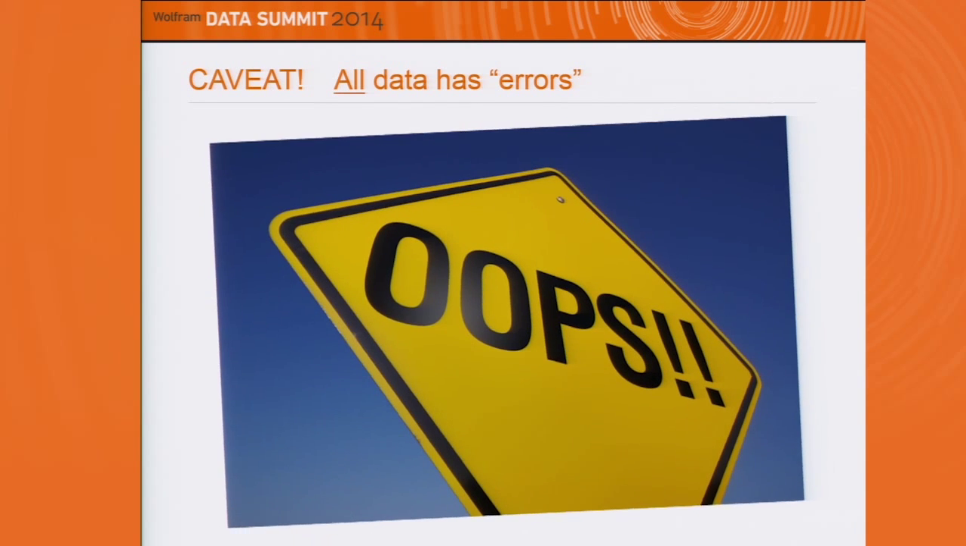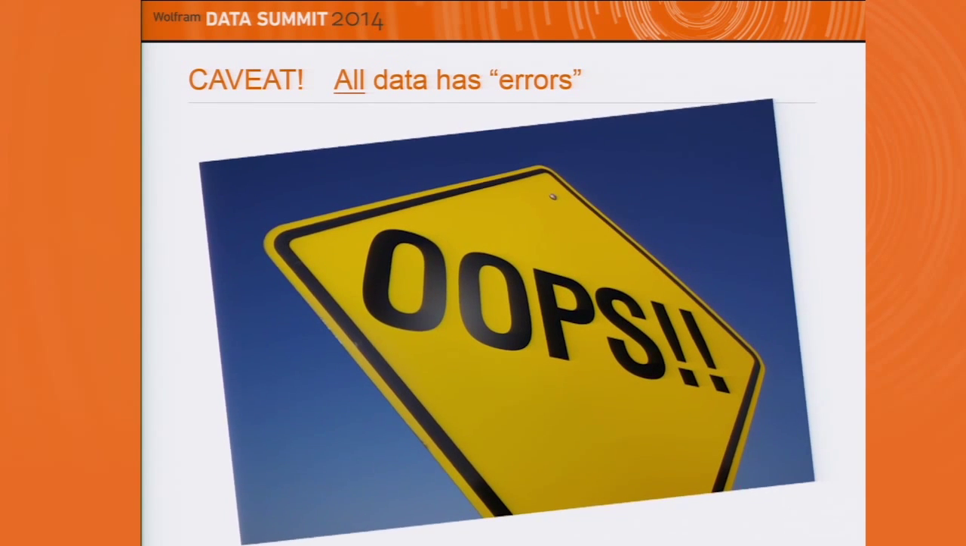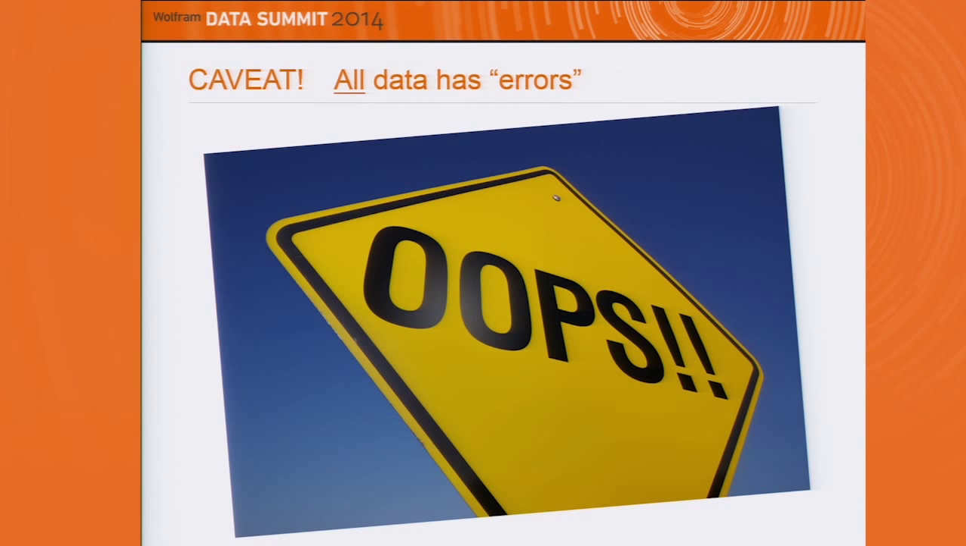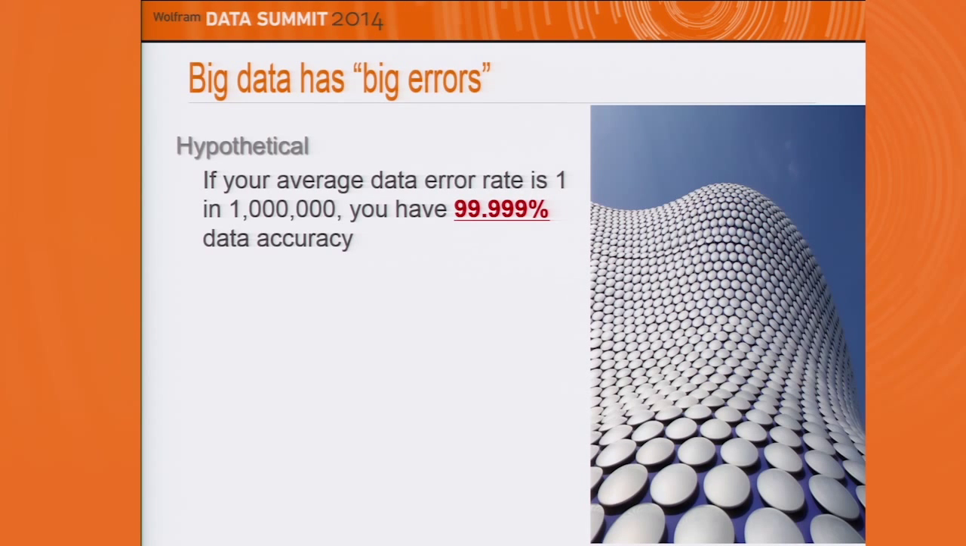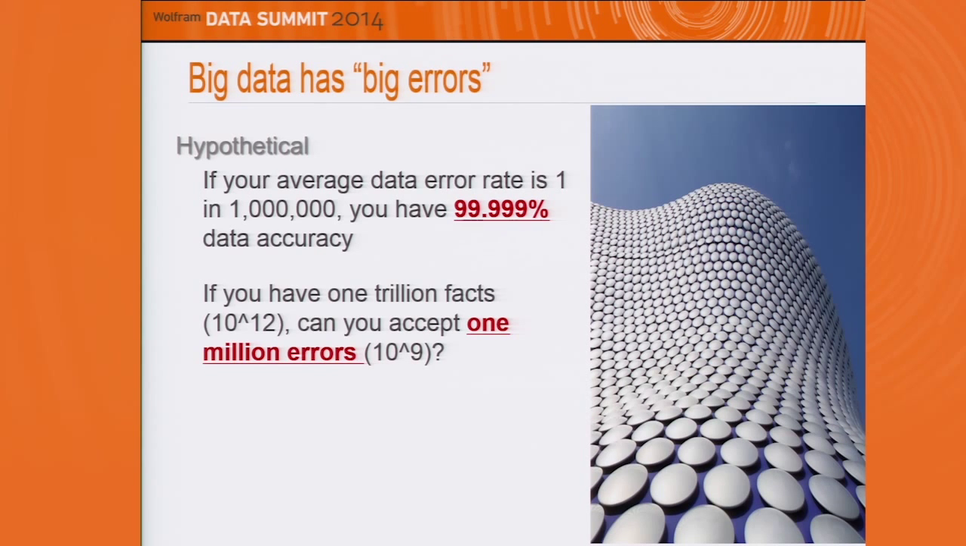One of the first things we learned is that all data has errors, and I would tell you that big data has big errors. And just to give you some idea of what we're talking about here, imagine that you have an error rate of 1 in a million, which is to say that you have 99.999% data accuracy. And that's really a very good data accuracy if you were to have this. If you have 1 trillion facts, you have 1 million errors. Can you deal with a magnitude of 1 million errors inside your data?